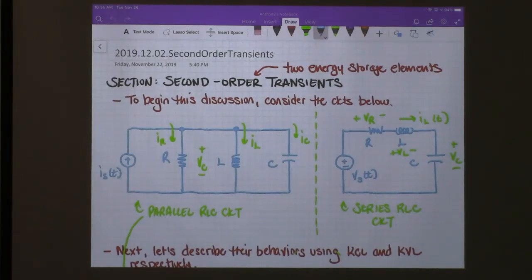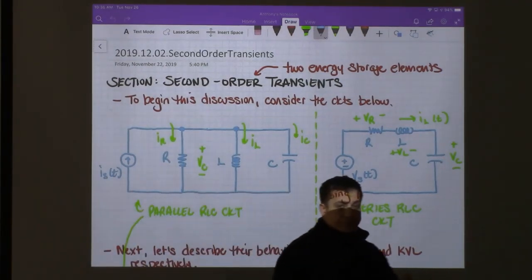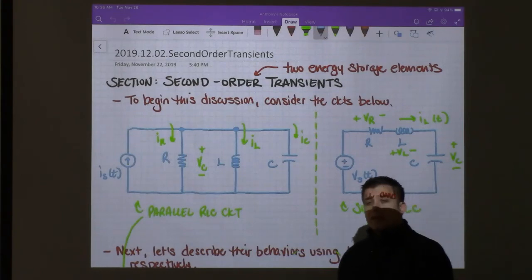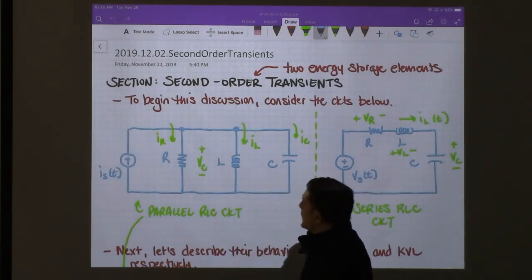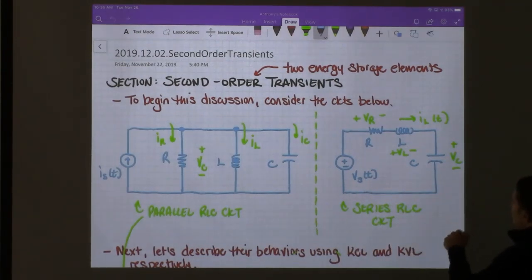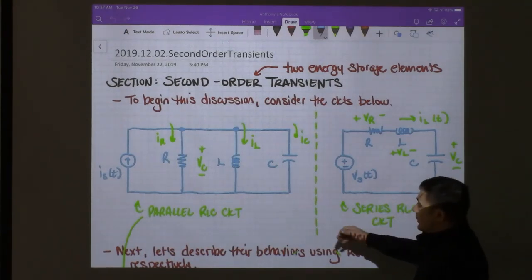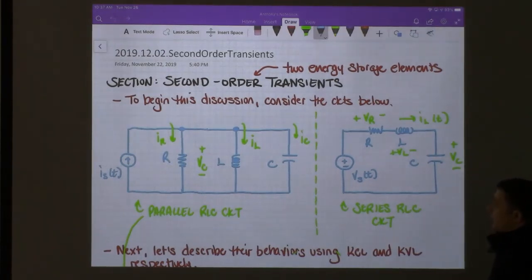All right, so next topic. It's the next logical topic in the progression, which is, we talked about first order transient circuits. Now let's talk about second order transient circuits. These are going to be circuits that have 2 energy storage elements. And you can see some examples here: a parallel RLC circuit, a series RLC circuit.